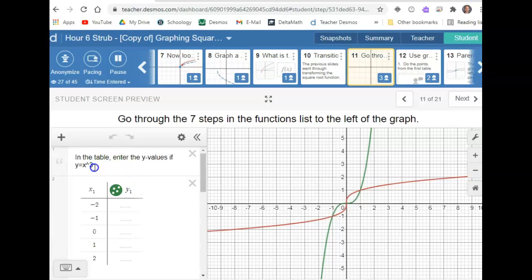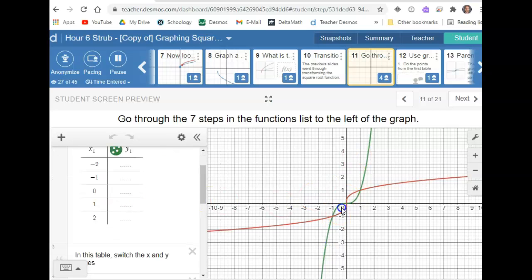the cube function here, so x to the third power instead of x squared, or make sure you're raising it to the third power. So I guess that'd be my first comment: make sure that your points in your table match both the green graph and the red graph.